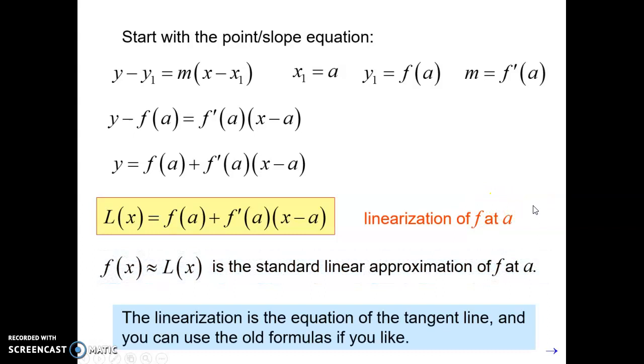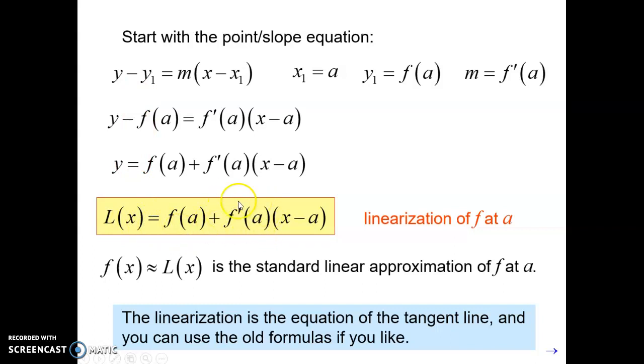So the linearization is the equation of the tangent line to the curve, and if you like this old formula better, you can simply use that formula again. You absolutely can. It's just I want you to notice how the two formulas are exactly the same, just manipulated with function notation, giving derivative notation here.